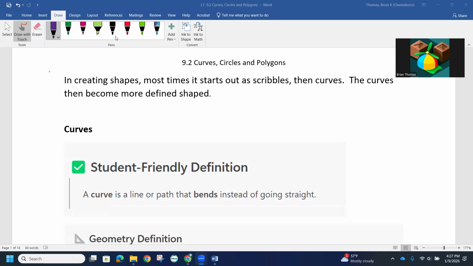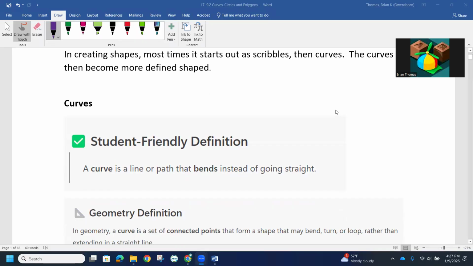Moving into some more geometry, we're going to talk about curves, circles, and polygons. So let me start with a pencil. There we go. They start out with talking about curves.